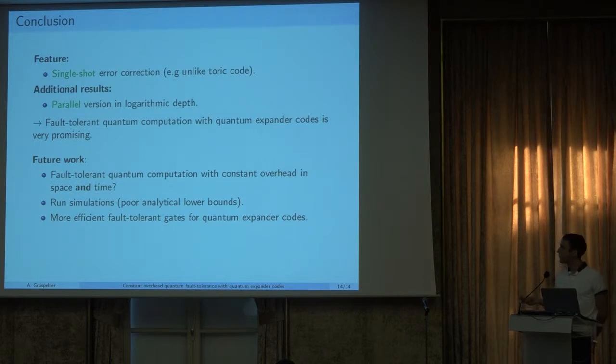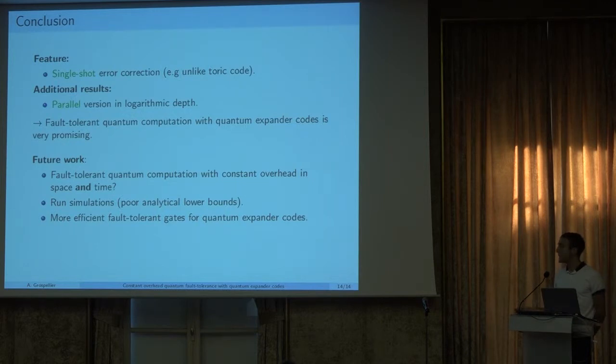As future work, what would be nice would be to find a construction of fault tolerant quantum computation with constant overhead in time and in space. I just showed you that it is possible to do constant overhead in space. There are also techniques which allow us to do constant overhead in time, but we don't know how to do both. So this is a great question.